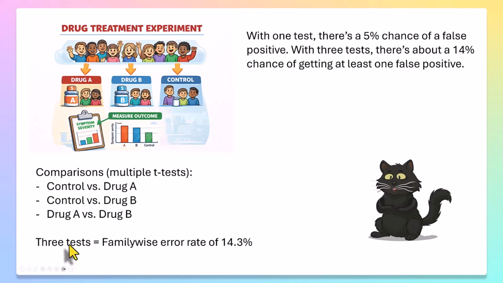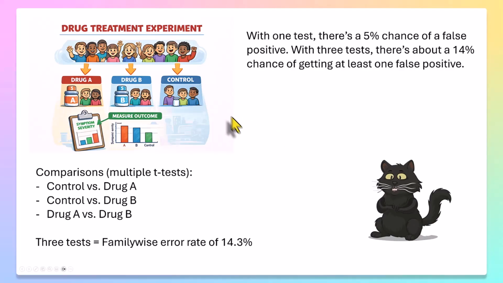And you can do this, and you probably will end up doing this. However, something to be mindful of is that with 3 tests, if we apply that little family-wise error rate formula, we would have a family-wise error rate of about 14%. And so therefore, there's about a 14% chance of getting at least one false positive result, which is above that criterion of around 5% that we would like to maintain.